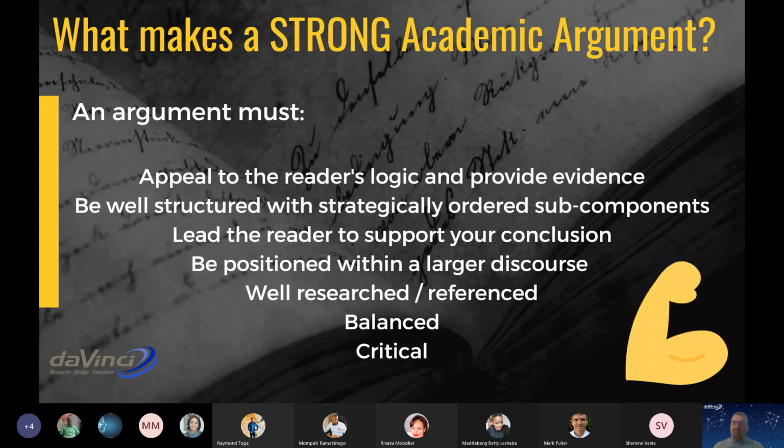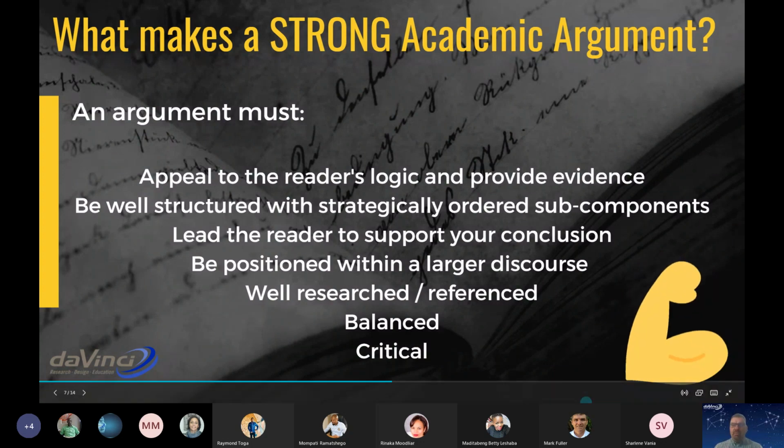A text needs to be balanced, or an argument needs to be balanced. We're going to talk about that in a moment as well. So an argument cannot just be one-sided. You have to acknowledge counter-arguments. You have to acknowledge what has already happened in that particular body of knowledge. Yes, Raymond?